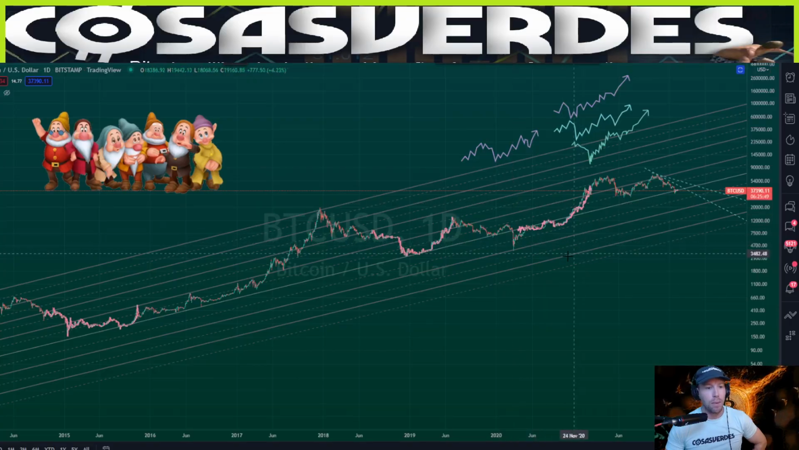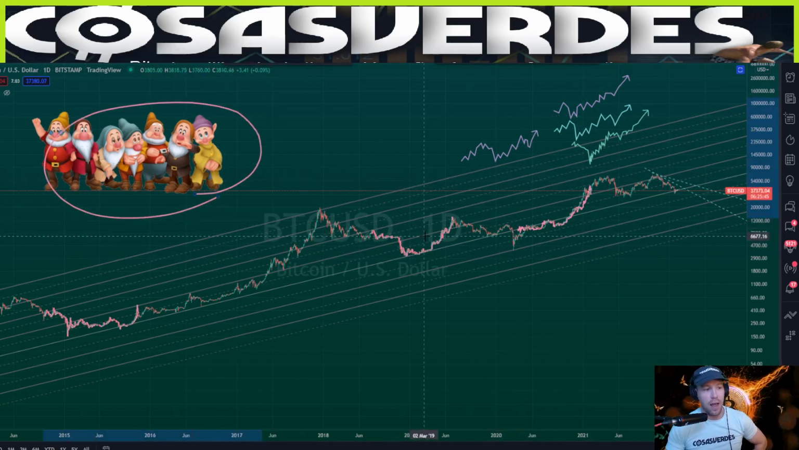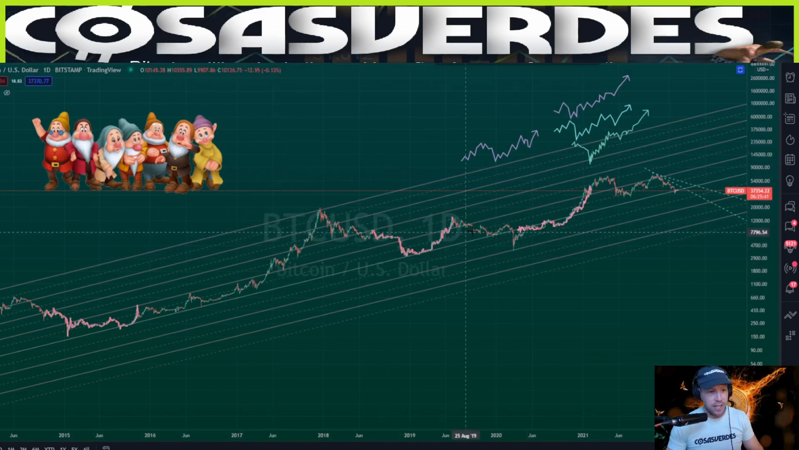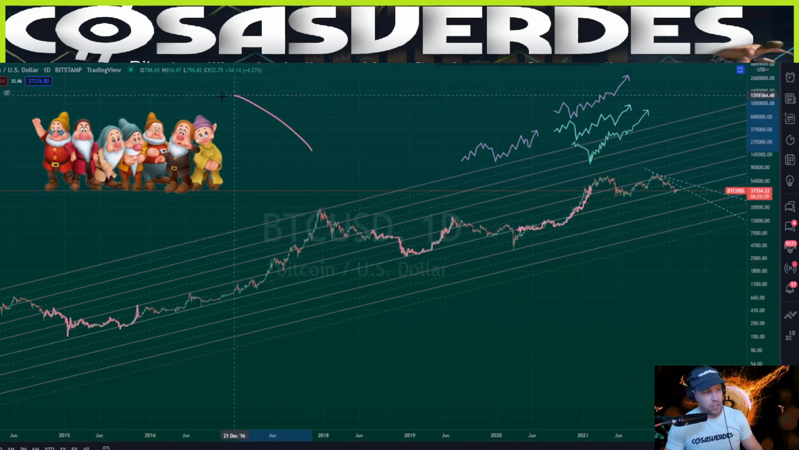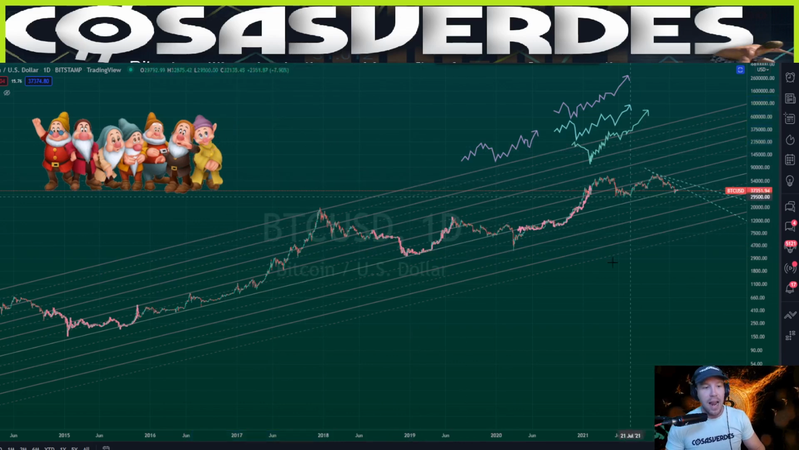Let's start with building a frame of reference for the 7 dwarves here. So I have seven different price paths, and some are grouchy, some are sneezy, some are a roller coaster. I'm pretty sure one of the dwarves is named roller coaster, right? But before we get into that, let's establish a frame of reference.